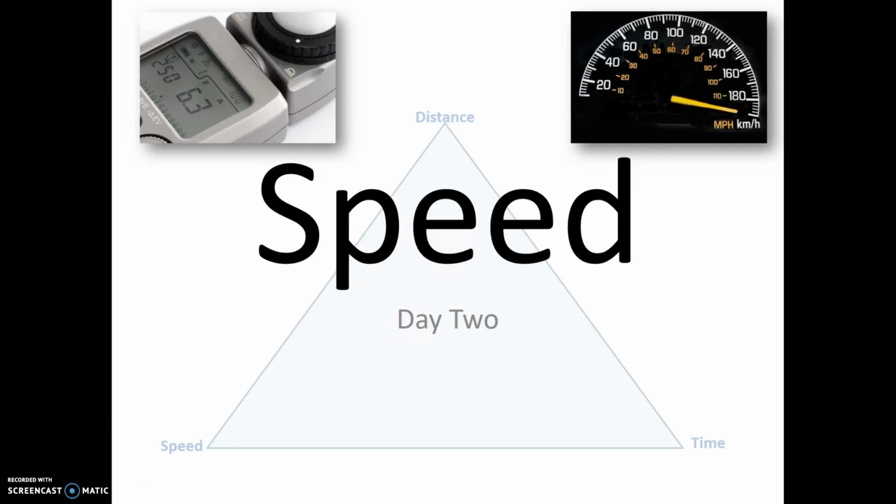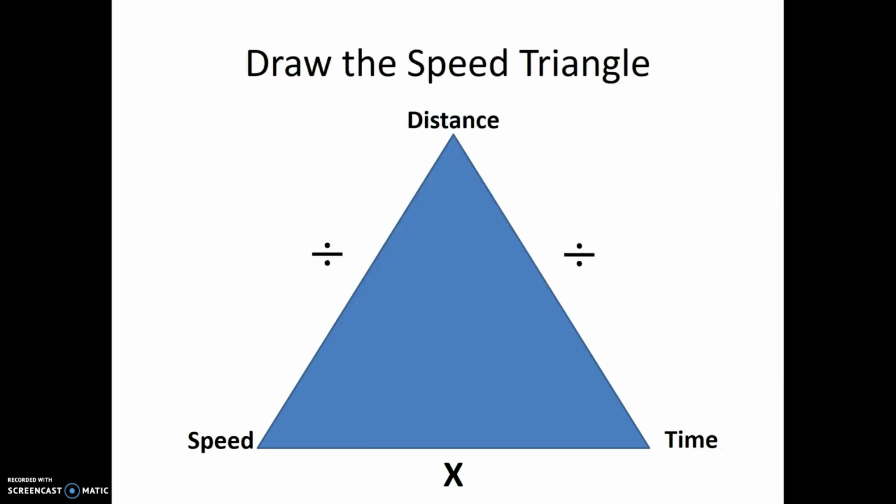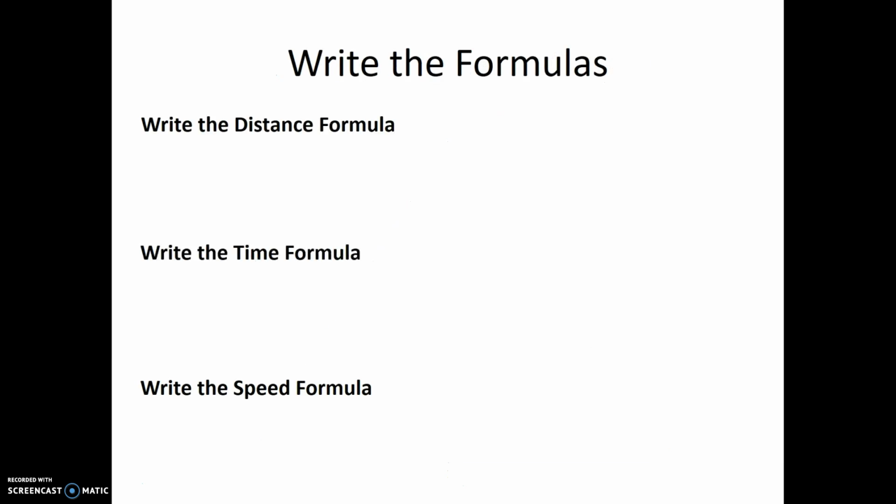This is going to be pretty similar to our lesson yesterday, except that today we're going to talk about average speed. So let's just remind ourselves about the speed triangle. Go ahead and draw that into your notes and label it, please. And then when you're done with that, go ahead and write the formulas. See if you can do this by looking at the triangle and from memory.